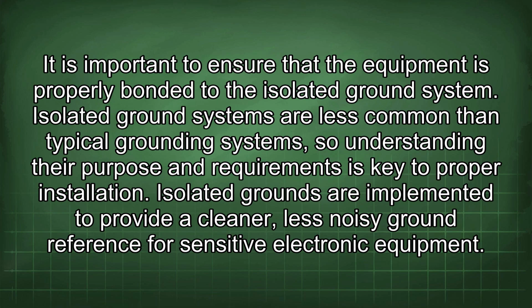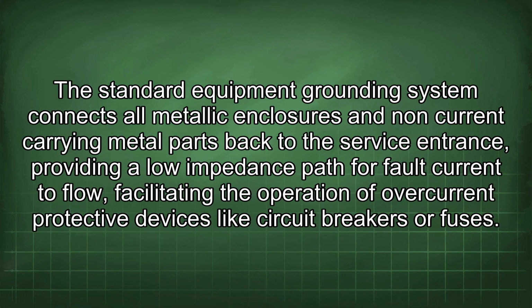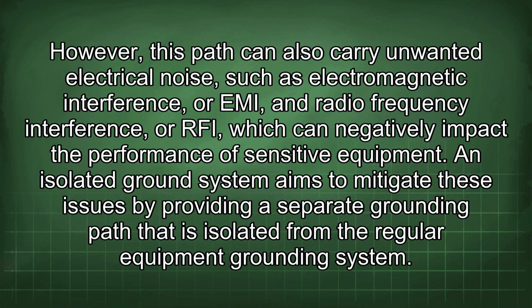Isolated grounds are implemented to provide a cleaner, less noisy ground reference for sensitive electronic equipment. The standard equipment grounding system connects all metallic enclosures and non-current carrying metal parts back to the service entrance, providing a low impedance path for fault current to flow, facilitating the operation of overcurrent protective devices like circuit breakers or fuses. However, this path can also carry unwanted electrical noise, such as electromagnetic interference, or EMI, and radio frequency interference, or RFI, which can negatively impact the performance of sensitive equipment.